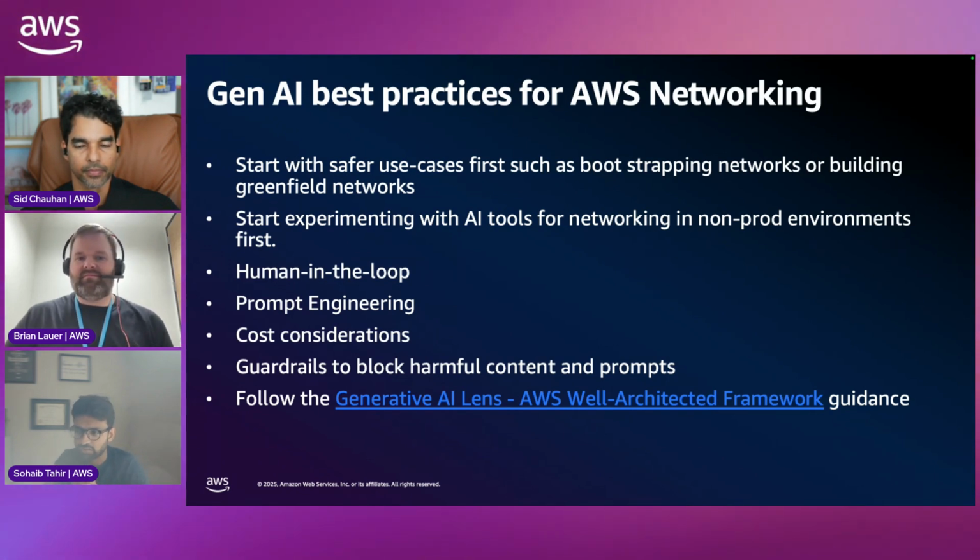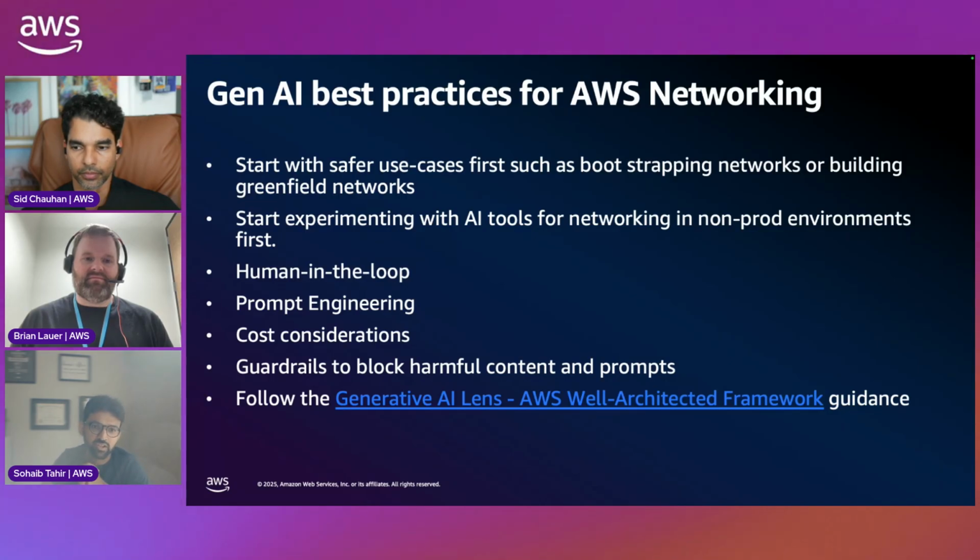And I already talked about how you can configure guardrails to block any harmful content or any output that you want to protect, like PII data or AWS account information, from any of the responses from the model. So use that as well.